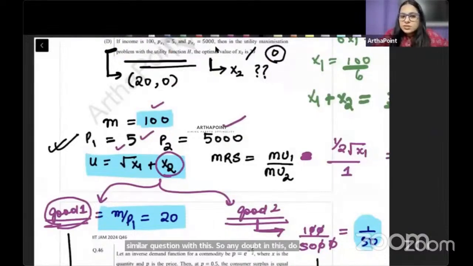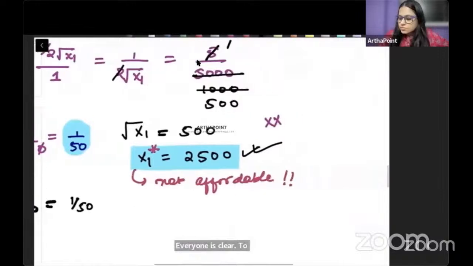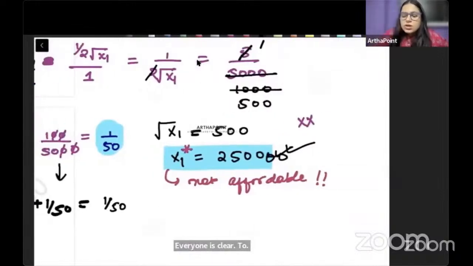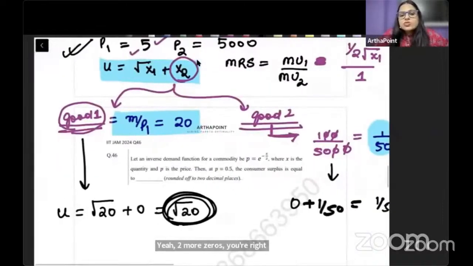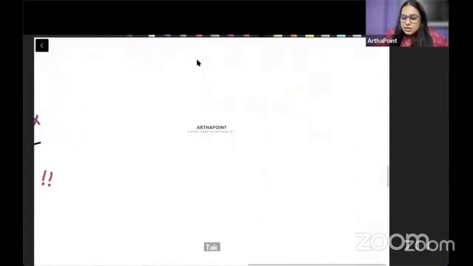Everyone is clear? So we have to look at quasi-linear very carefully. Yeah, two more zeros, you're right. We need to see quasi-linear very carefully. You have to understand this very carefully, beta.